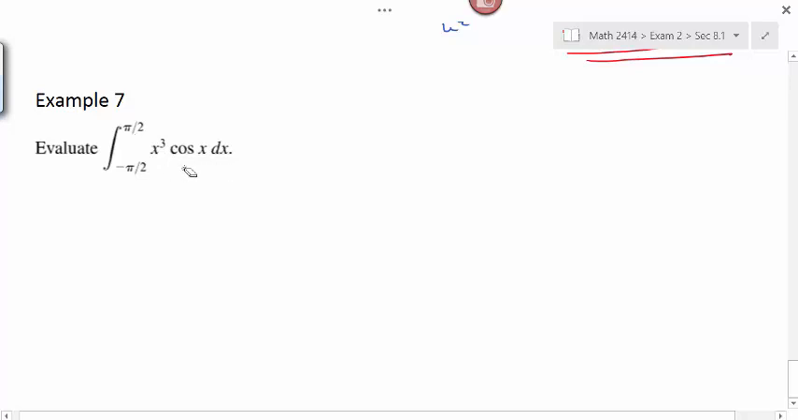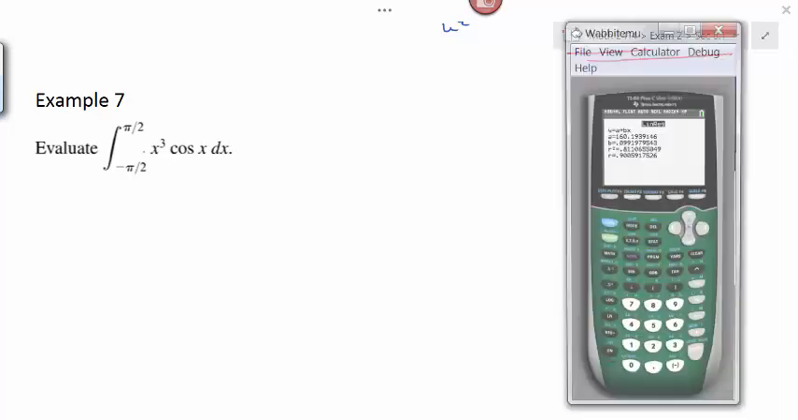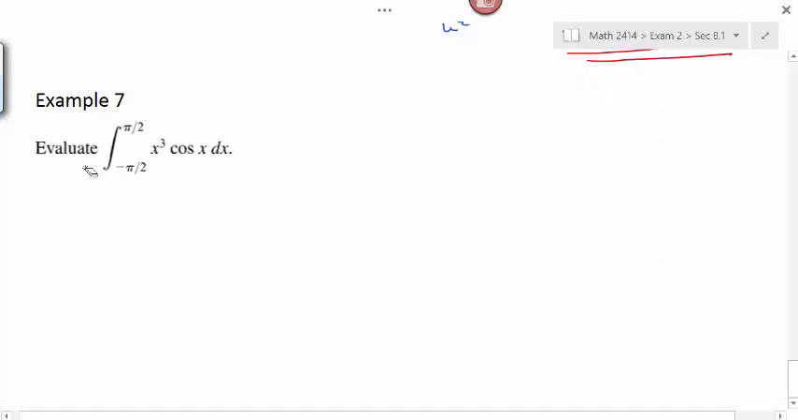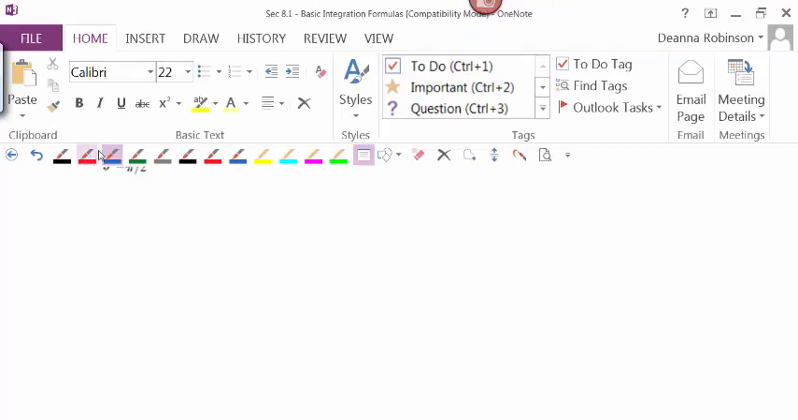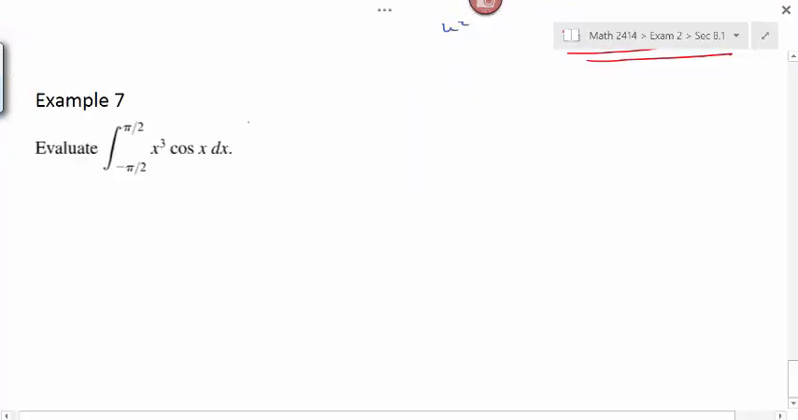But whenever you have a problem in this section where you're just totally dumbfounded, what I suggest you do is go to the graph of the function or observe. Do you see the symmetry in our bounds from negative pi over 2 to pi over 2? That's an evenly spaced interval across 0, isn't it? x cubed is an odd function. Cosine x is an even function, which means that the product is going to be odd.